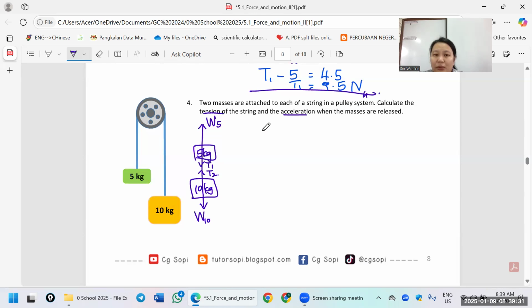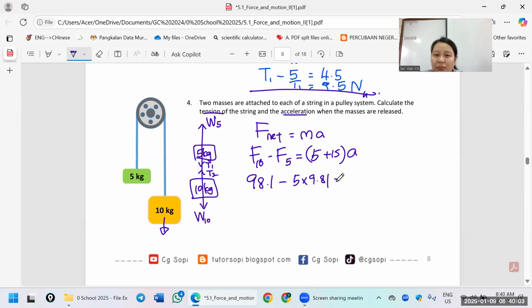Okay, let's say this one we find the acceleration first. We say that net force equals to ma. Net force is, it will go this way, right? F10 kg minus F5 kg equals to 5 plus 15 acceleration. So it will be 98.1 minus 5 times 9.81 equals to 10A. So can anyone tell me what is the A?